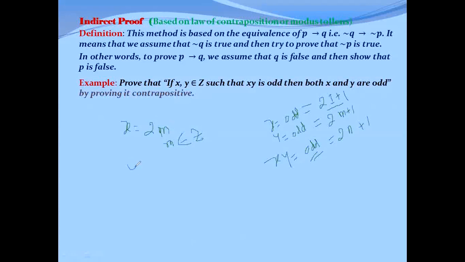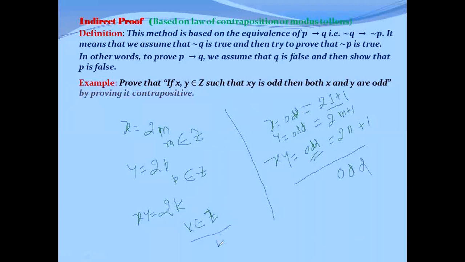Similarly, if y is even, then we can write y as 2p, where p belongs to Z, or any integer. Similarly, if xy is even, then we can write it as twice of some integer, like k, where k belongs to I or Z. So this is the concept of odd number in algebra, and this is the concept of even number in algebra.